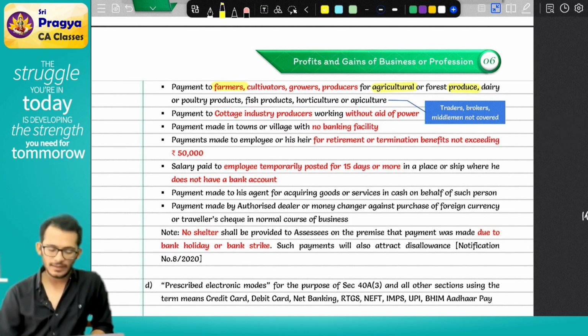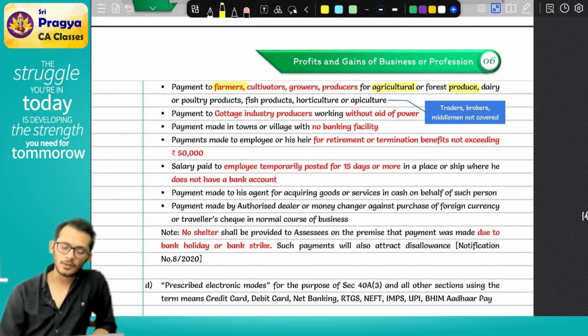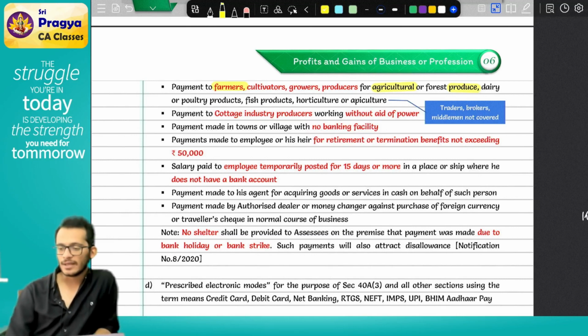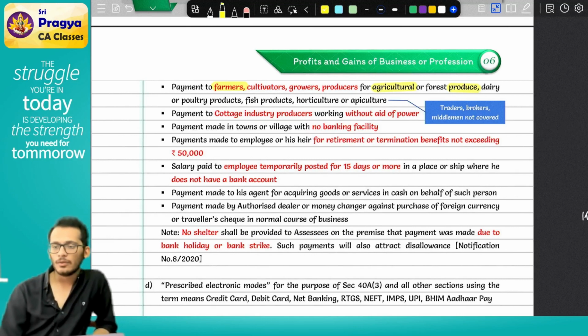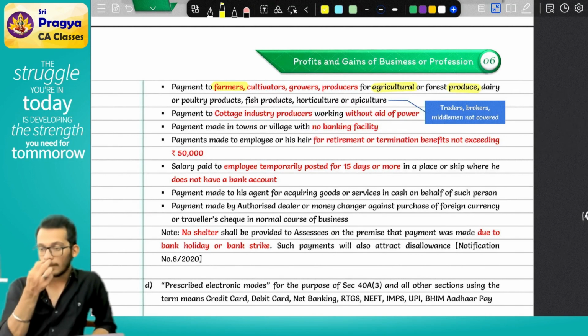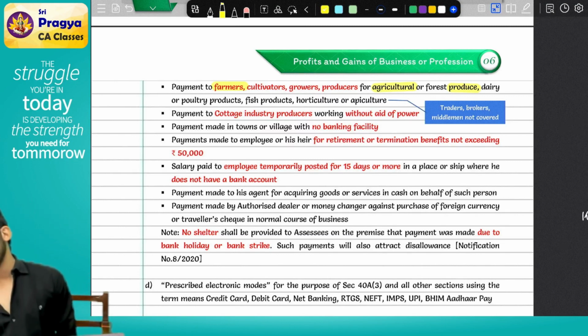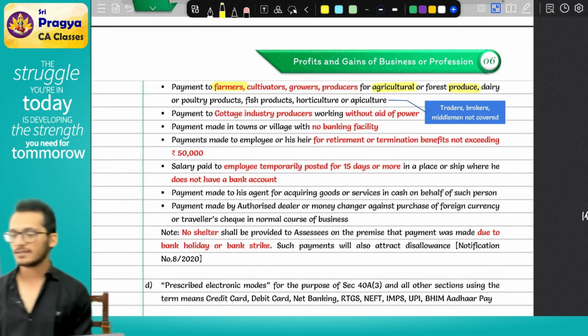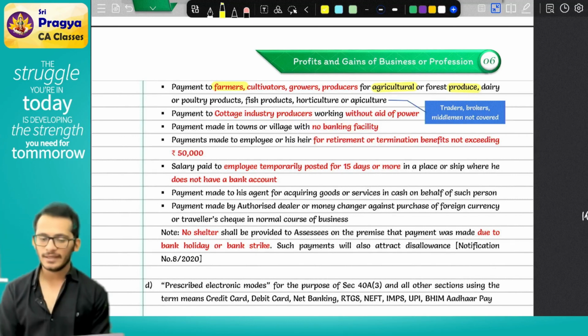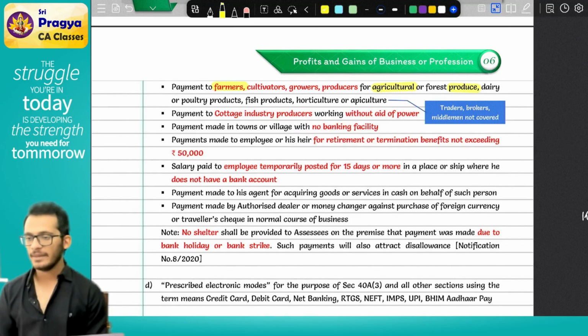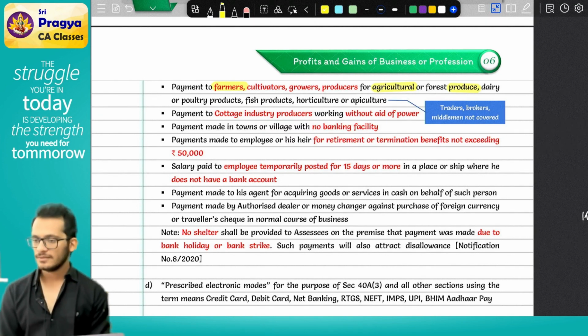Next, any kind of salary paid to employees temporarily posted for 15 days or more in a place where he does not have a bank account. Imagine you are a person working in a company. Your owner has come and said, I am planning to create a new office in Jammu and Kashmir. For the next 1 month, you are going to work in Jammu and Kashmir. You are going to do a market study and come back. Now, Jammu and Kashmir has the same banks as India or does not have the same banks as India? May not have the same banks as India.